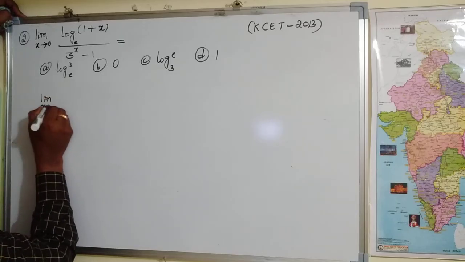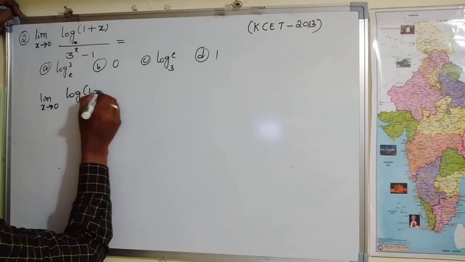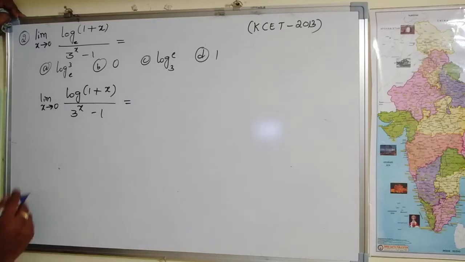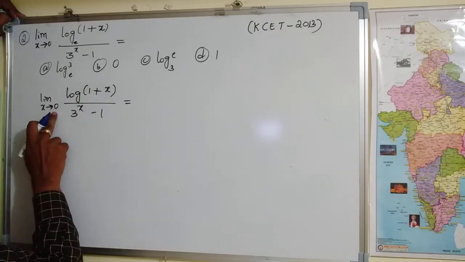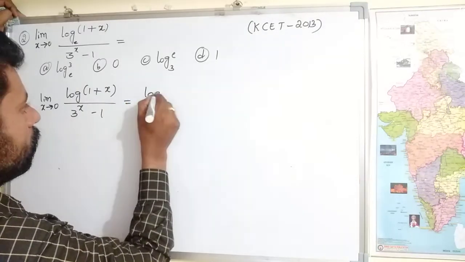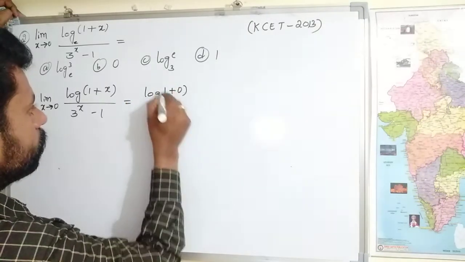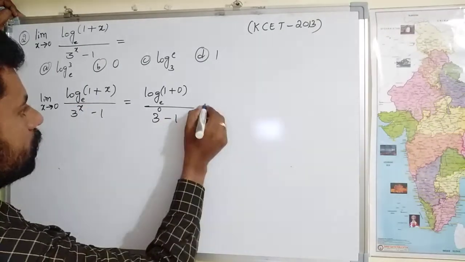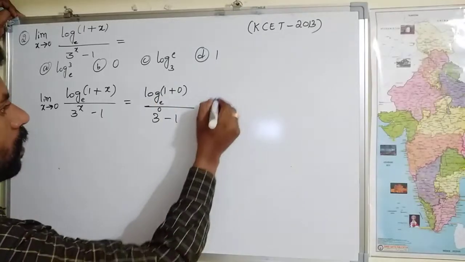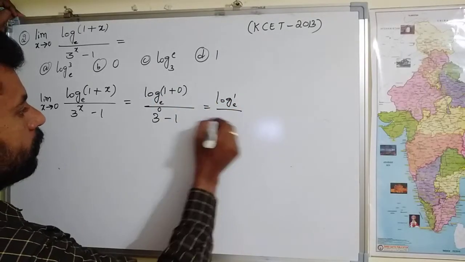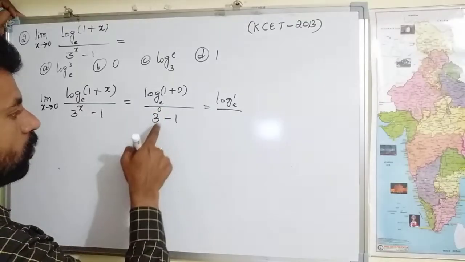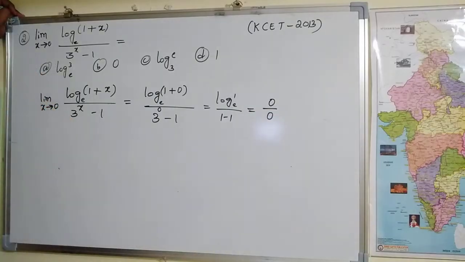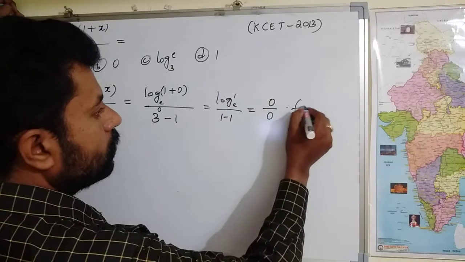We get limit x tends to 0, the given result, log of 1 plus x divided by 3 to the power x minus 1. We substitute 0 in the place of x, we get log of 1 plus 0 base e divided by 3 to the power 0 minus 1. Log 1 plus 0 is log 1, divided by 3 to the power 0 is 1. 1 minus 1, log 1 is 0, divided by 1 minus 1 is 0. This is 0 by 0 form.